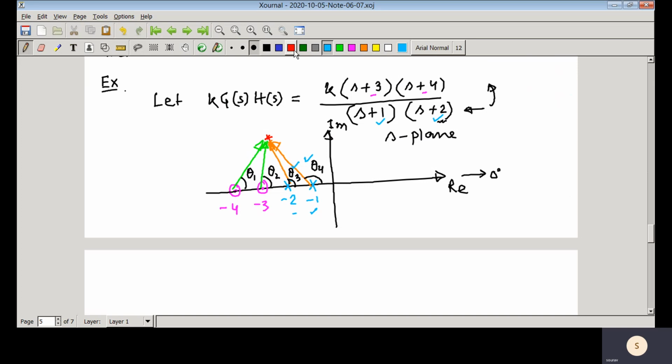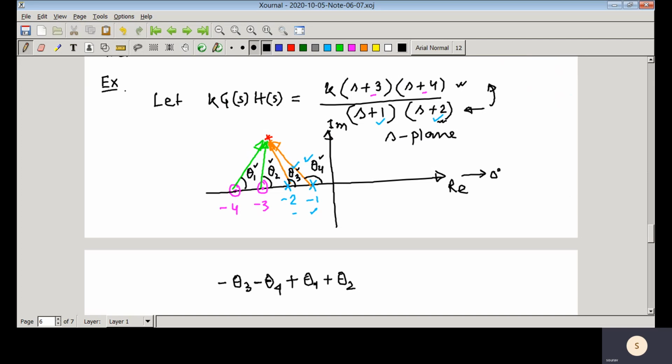So obviously that angle that you would have is minus theta 3 and minus theta 4. These are the two angles contributed by the poles. And why are we taking negative? Because those poles are in the denominator, and zeros are in the numerator. So then what is the angle contribution? That is theta 1 and theta 2. That means they should be positive, theta 1 plus theta 2.